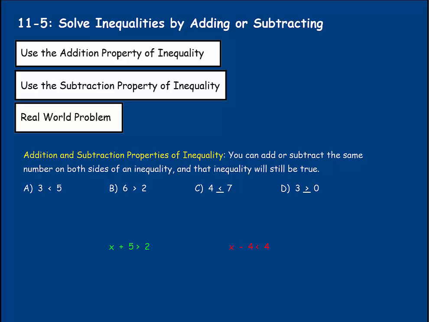We're on lesson 5 of chapter 11, which we're going to solve inequalities by adding or subtracting. First, we're going to use the addition property of inequality. Then we're going to use the subtraction property of inequality. Then we'll solve a real-world problem.